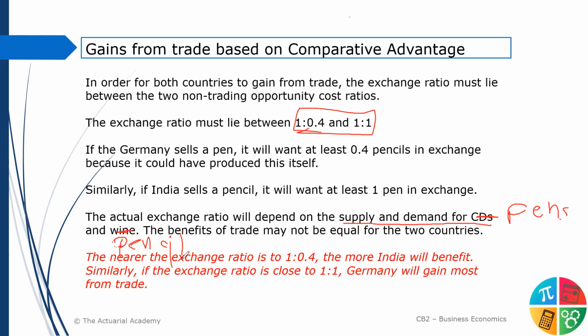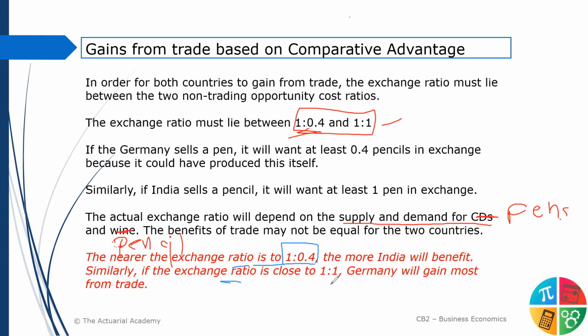Surely. Yeah. The benefits of trade may not be equal for two countries. Like I mentioned, जो भी exchange ratio रहेगा, अगर more towards 1:1 है, तो फिर जर्मनी को benefit होगा. More is to 1:0.4 है, so इंडिया को benefit होगा. It's mentioned out here. So yeah, the nearer the exchange ratio is to 1 is to 0.4, India will benefit. मतलब उसको एक पेन के सामने एक पेंसिल के सामने that is exporting उसको 2.5 तक पेन मिलेंगे. That is where India will benefit.